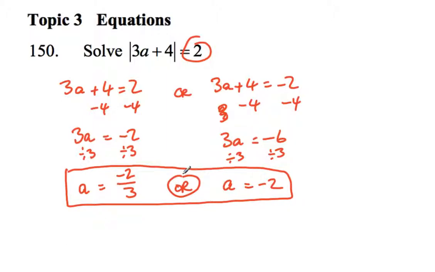Alright, two versions once again: one where we ignore the absolute value signs totally, and one where we put the opposite sign next to the right hand side.